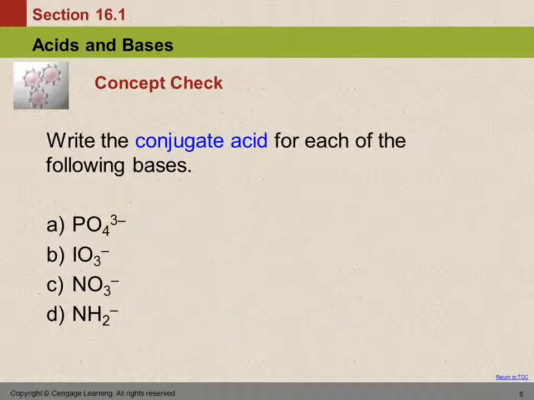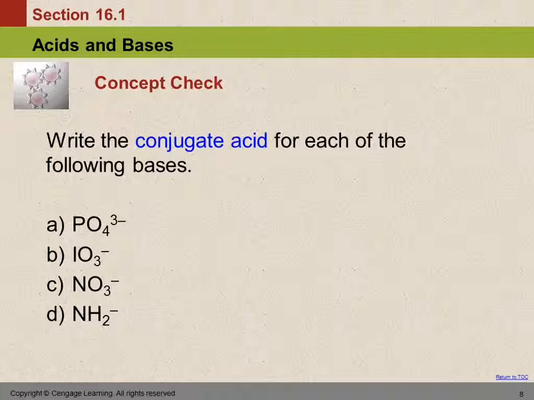Let's do another one. Write the conjugate acid. So at the beginning we have an acid and a base. Right? The acid is holding the baby and hands it off to the babysitter. The acid becomes the conjugate base. The base becomes the conjugate acid. The base was the babysitter who accepted the baby.